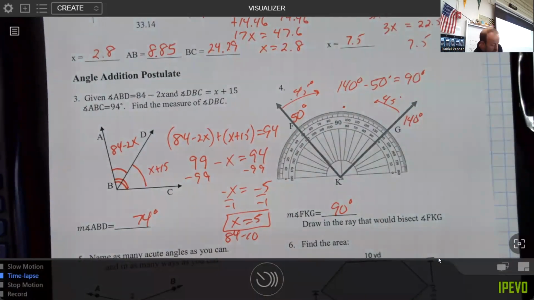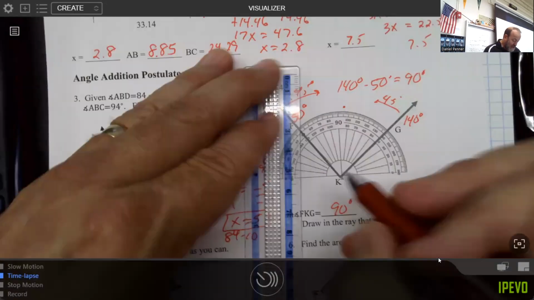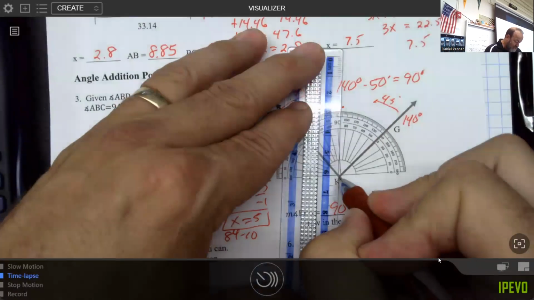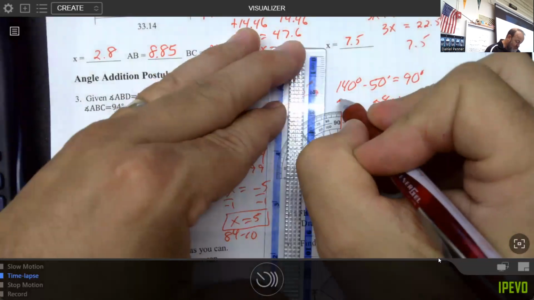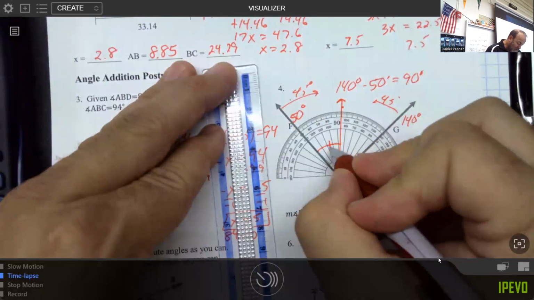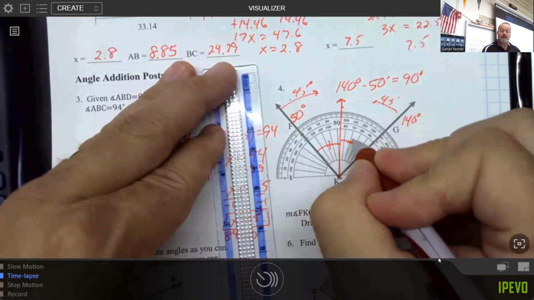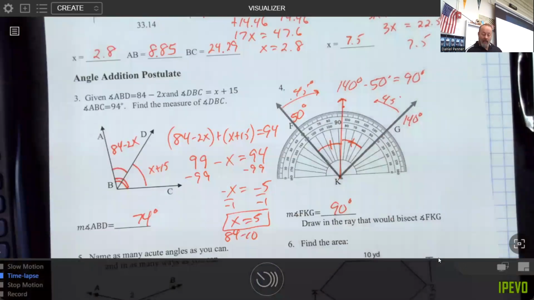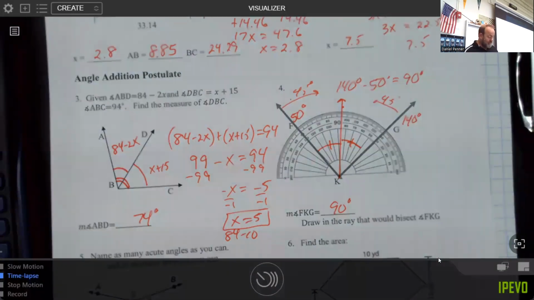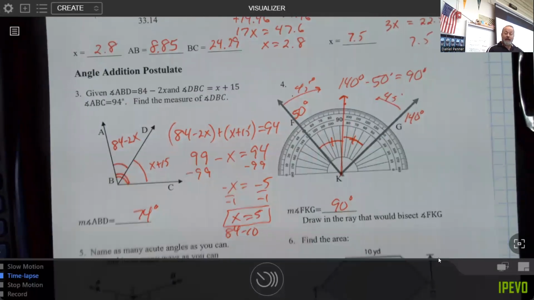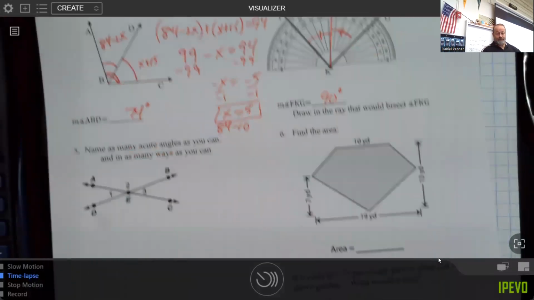And so now I can take out a straight edge and I could make an angle that goes right through 95 degrees. And that should mean that this angle right here and this angle right here are in fact the same. I've made an angle bisector. Okay, number 5 should be a quick question.